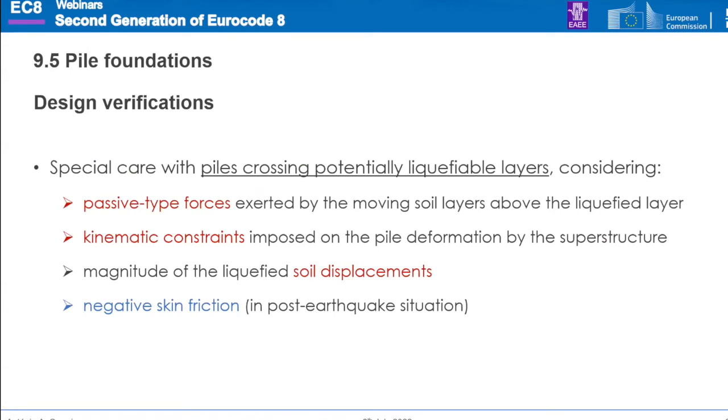Special care is related to the piles crossing potentially liquefiable layers, where we should consider the passive type forces exerted on the pile by the moving soil layers above the liquefied layer, the kinematic constraints imposed on the pile deformation by the superstructure, the magnitude of the liquefied soil displacements, as well as the negative skin friction in the post-earthquake situation, which is also to be considered for soil settlements in non-liquefiable soils.